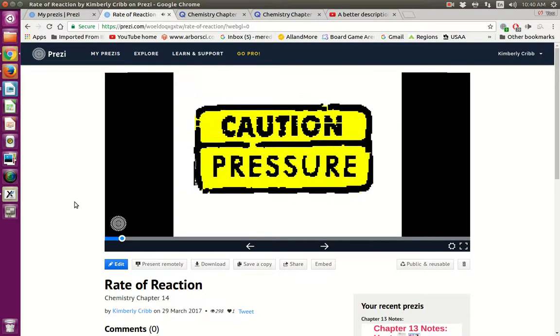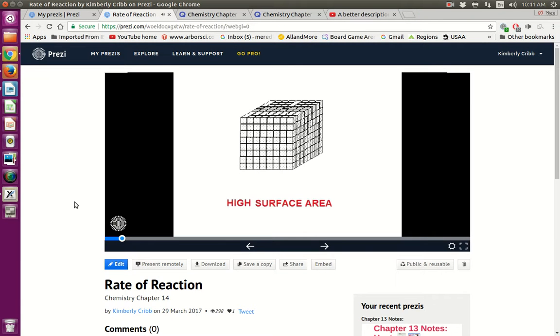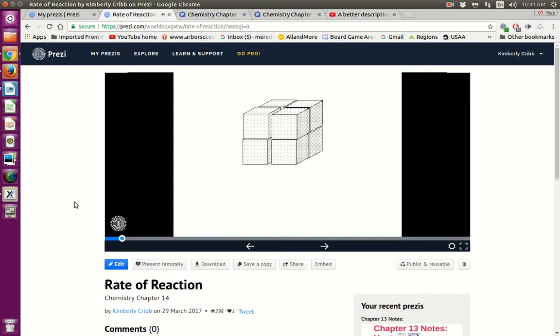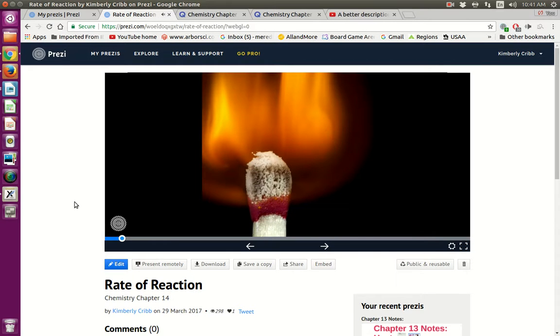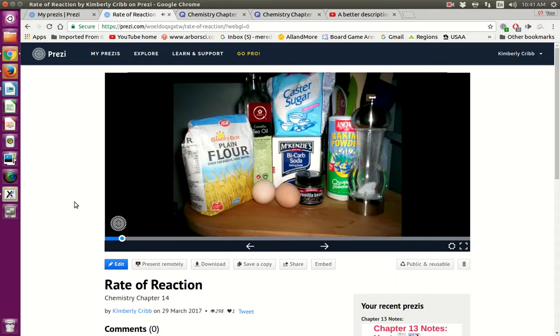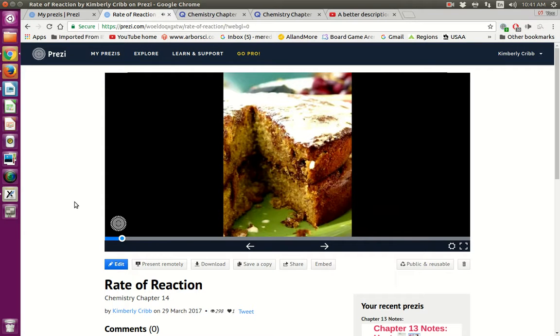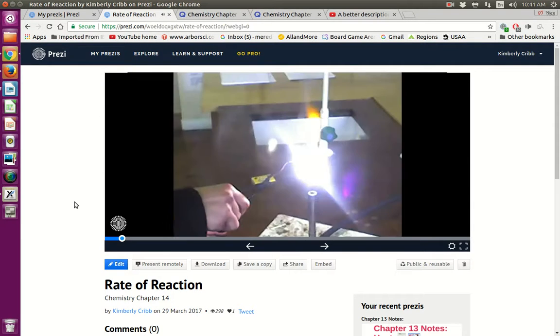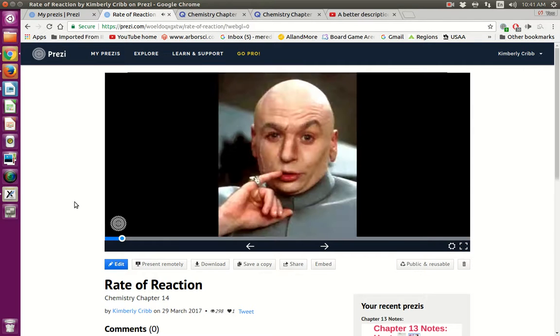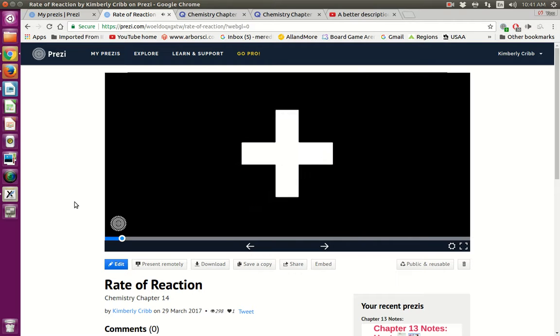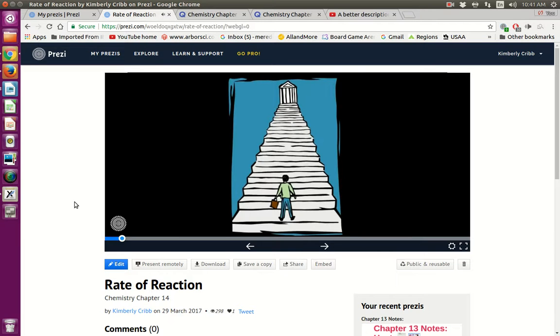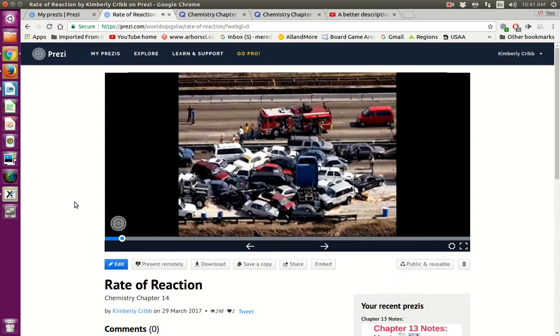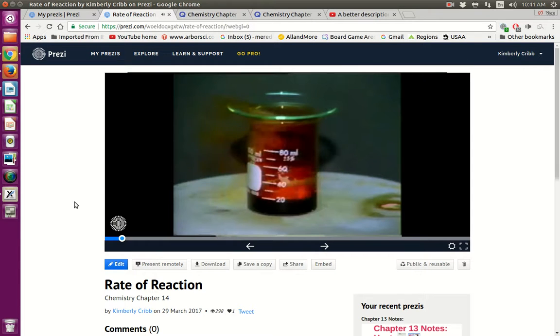Lower pressure if you have a gas. Less surface area for solid mass. It's rate of reaction. Reactants for products at certain speeds. How do we get it to serve our needs? Add or remove some steps. Make more collisions or less. Slow down or speed it on up.